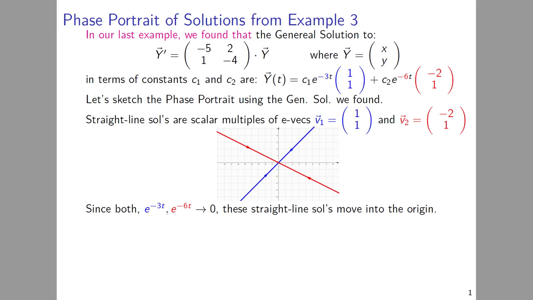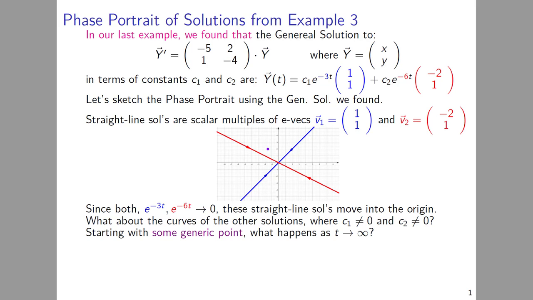But as we did in the last two phase portraits, let's consider what happens to the curves of solutions where c1 and c2 are not equal to 0. So we'll start with some generic point and look at what happens as t increases to infinity. As t goes to infinity, our function y of t is going to go to the 0 vector as a smaller and smaller sum of v1 and v2. This is because our scalar multiples e to the negative 3t and e to the negative 6t are both going to 0 as t increases. So we know that our solutions are going to be going into the origin.